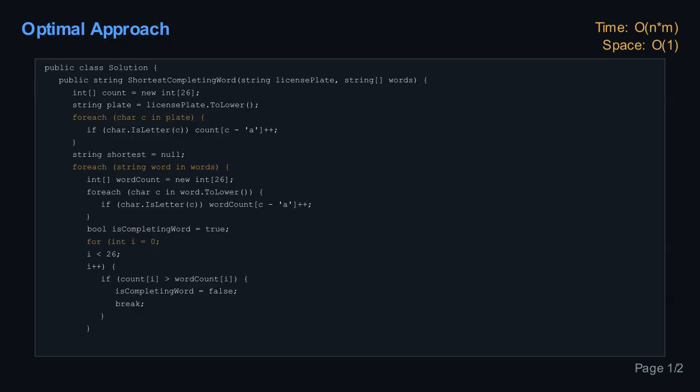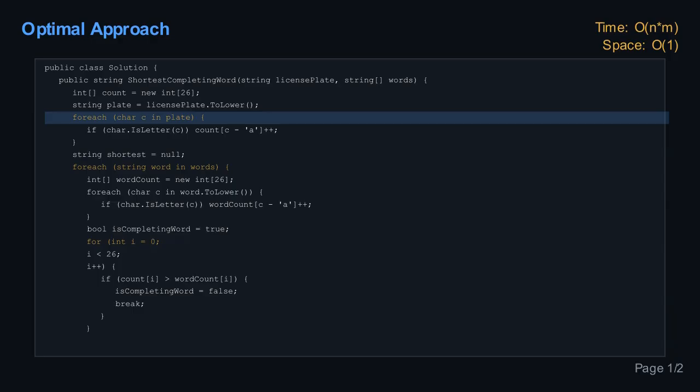Think of it like a shopping list. Instead of going to the store and looking for milk, then coming home, then going back for eggs, you write down exactly how many of each item you need and check them off in one trip. We can use an array of 26 integers to represent the alphabet. Each index corresponds to a letter from 0 for A to 25 for Z.